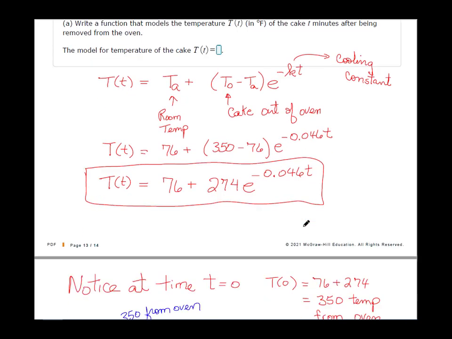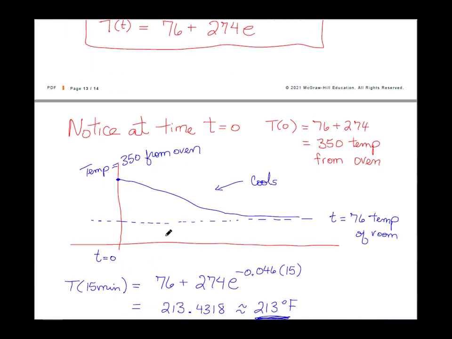All right, so let's see. See if I got a graph here. So for example, it came out of the oven at 350 degrees. It's going to cool down. The room temperature is 76 degrees. So the temperature is going to cool down on your item until it eventually reaches close to room temperature.